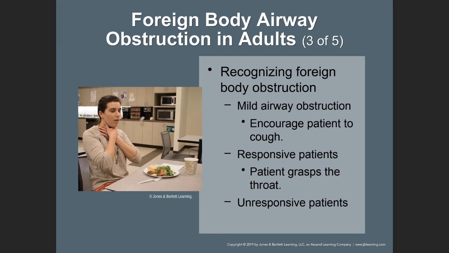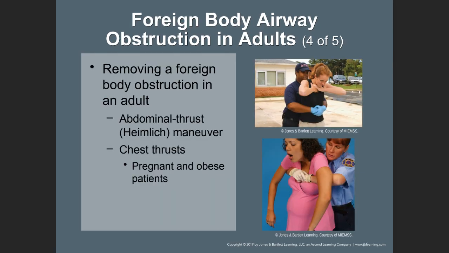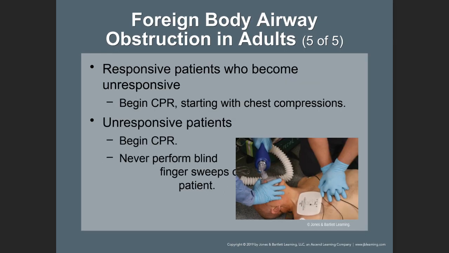Recognizing foreign body obstruction. Mild airway obstruction, encourage patient to cough. Responsive patient, patient grasps the throat. Unresponsive patient, follow your BLS protocol. Removing a foreign body obstruction in an adult, abdominal thrust or Heimlich maneuver may be necessary. Chest thrust for pregnant and obese patients. That's if your hands can wrap around the patient.